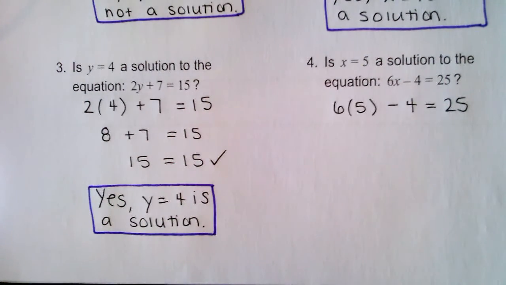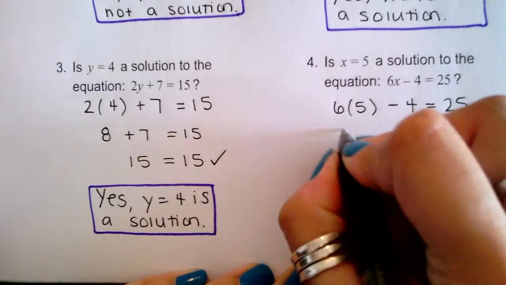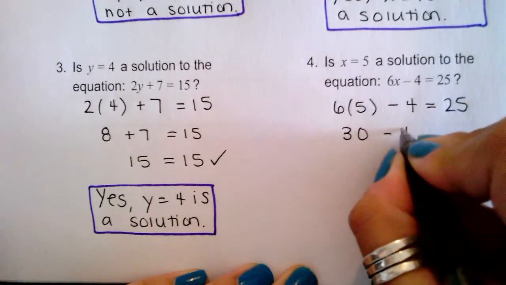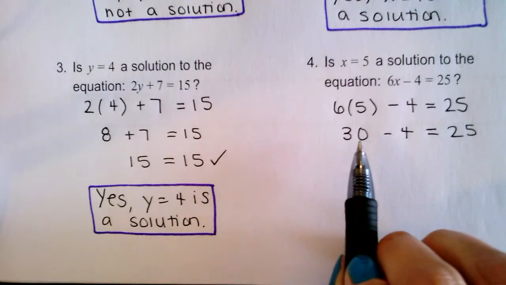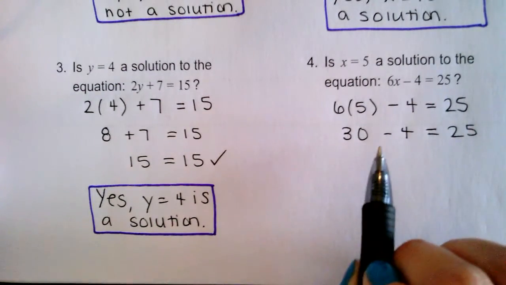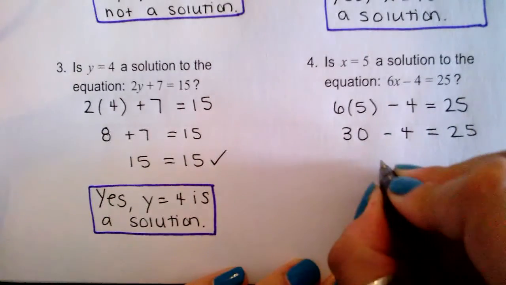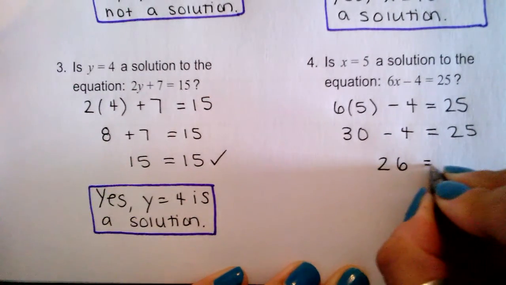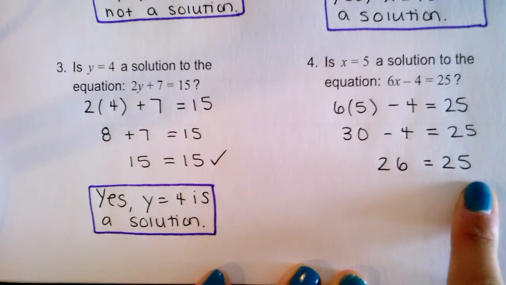Is this a solution? So now we're going to do some multiplication to simplify. 6 times 5, that gives us 30 minus 4 equals 25. So again, we only did the multiplication. Now we need to do the subtraction. 30 minus 4 is 26. So we fully simplified, now we get a statement that says 26 is equal to 25.